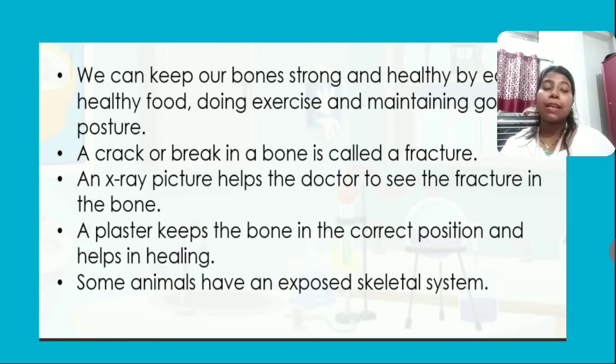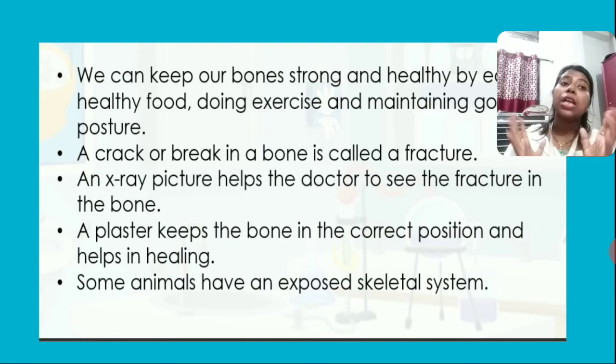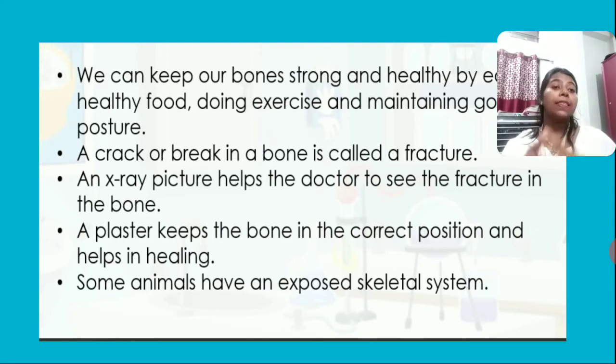We have seen that some animals have the skeletal system outside their body, while we have the skeletal system inside our body. Animals like the crab and tortoise have a hard shell outside their body. That shell is a form of their skeletal system. So those animals are called exoskeletal animals, because they have the skeletal system outside their body. Clear? So these are some of the key points of your fourth chapter.